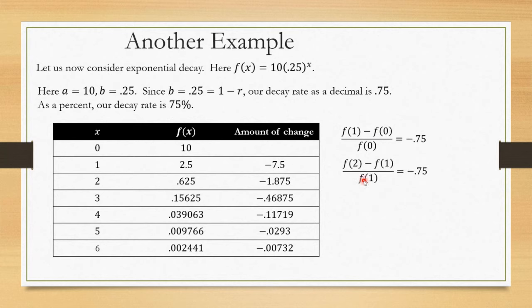Same thing with f of 1 and f of 2, and with f of 3 and f of 4. If you take f of 2 and remove 75% of it and subtract it off, you get f of 3, and so on and so forth. Okay. I really hope that makes sense. That's what I'm trying to say here.